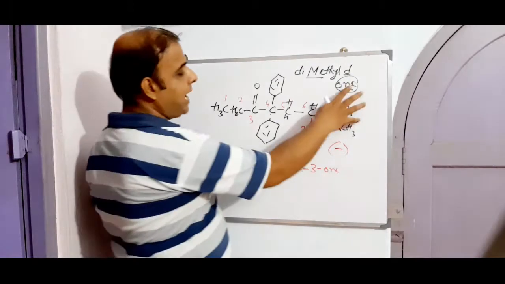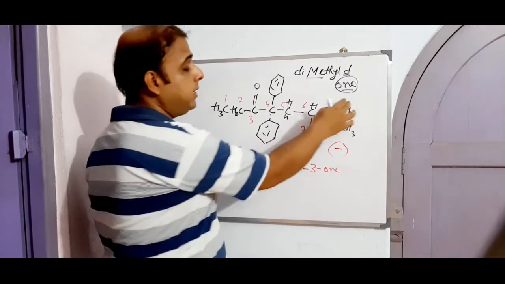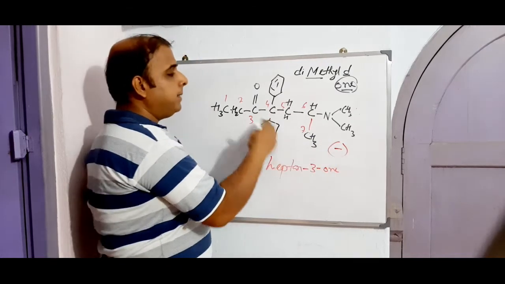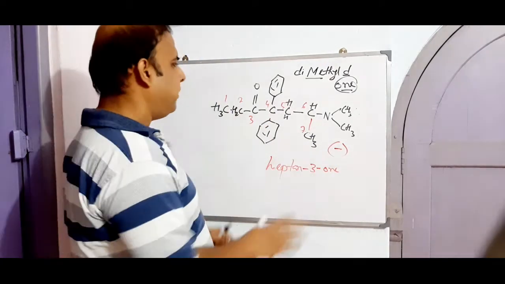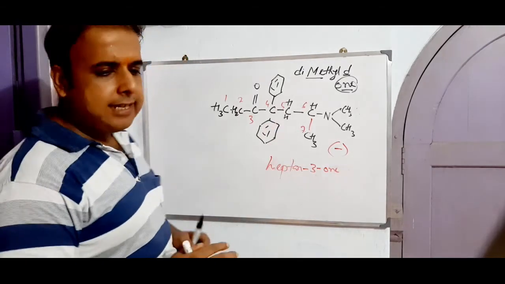Chalo. So we have a dimethyl amino placed at position 6, right? It is the 6th carbon that is holding dimethyl amino. The 4th carbon is holding what? Diphenyl. It's very simple, right? And finally, heptane 3 on hydrochloride, right? So that's all about the IUPAC naming.